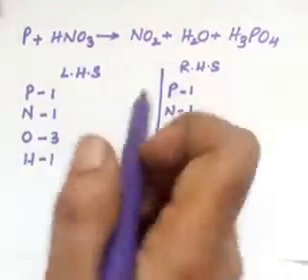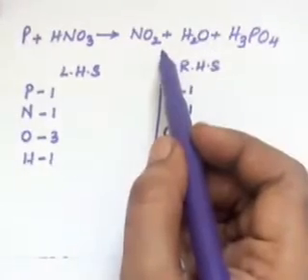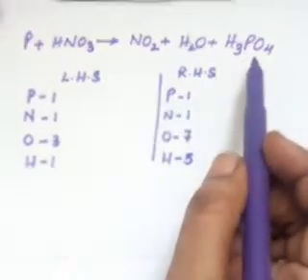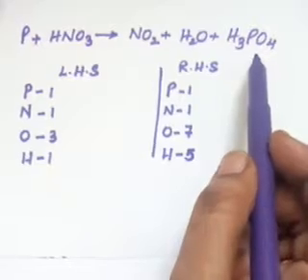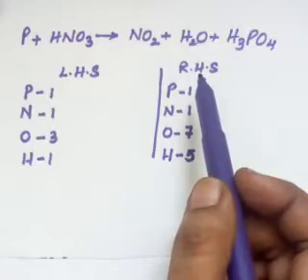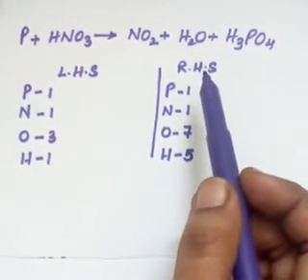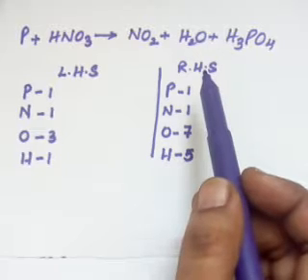So I have taken this equation here. Phosphorus plus nitric acid will give nitrogen dioxide, water, and phosphoric acid. H3PO4 is phosphoric acid. Children, you should also learn the names of the chemical compounds. You should know, because in exams you may get the chemical names and you have to convert them into formulas.